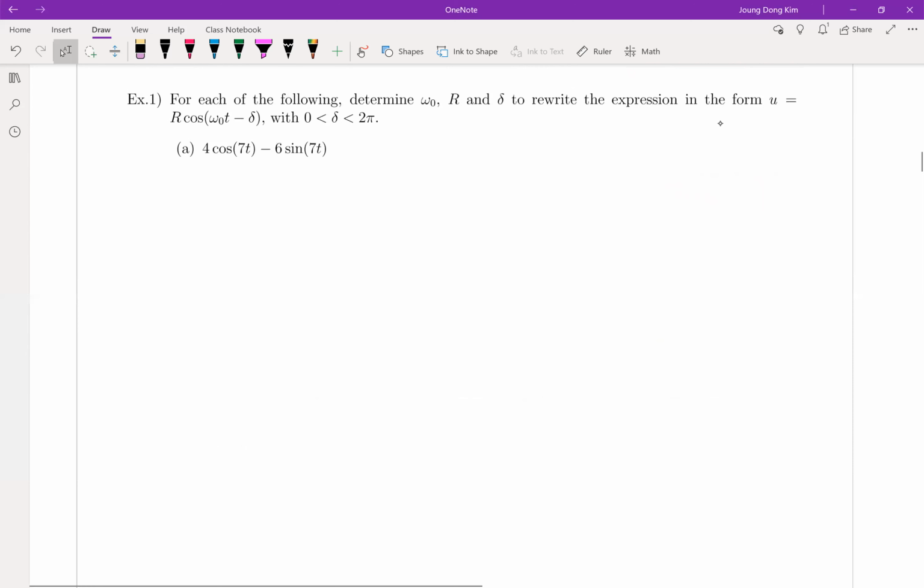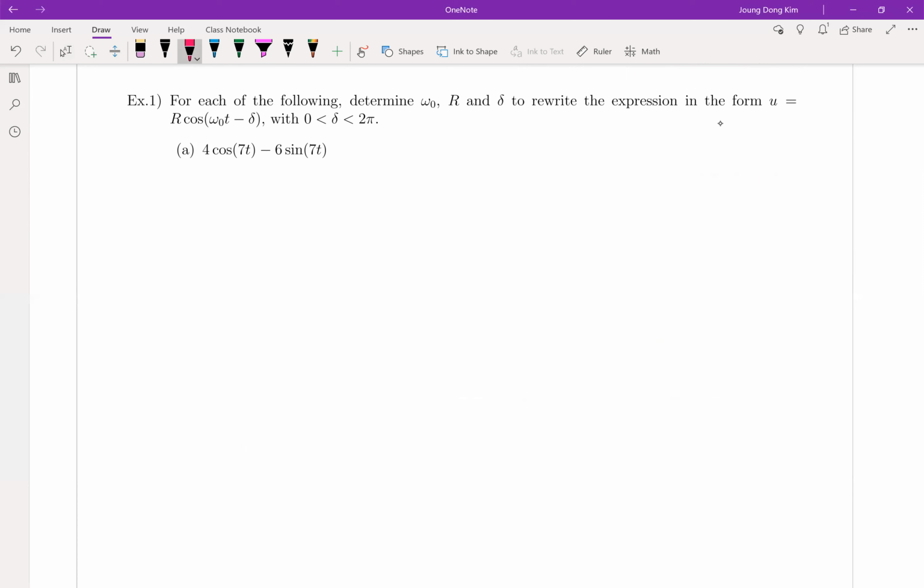For each of the following, determine omega 0, which is the frequency, r, which is concerned with amplitude, and delta, which is the phase. We can also find the period as well. Look at that, there is a combination of cosine and sine functions, and we'll do the same thing.